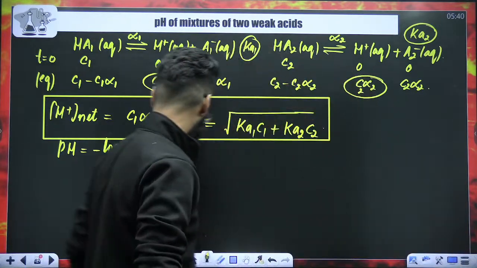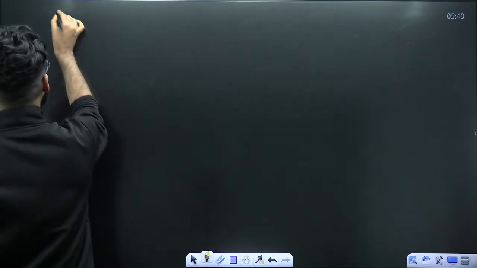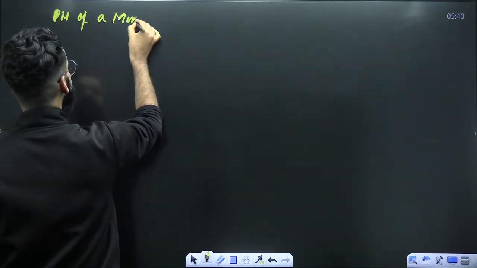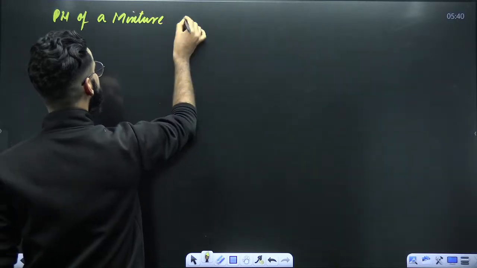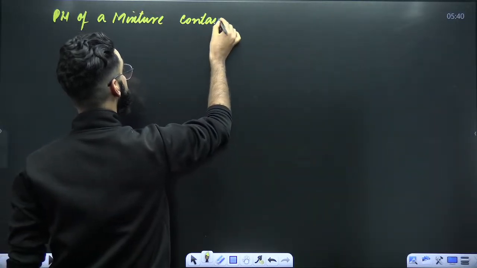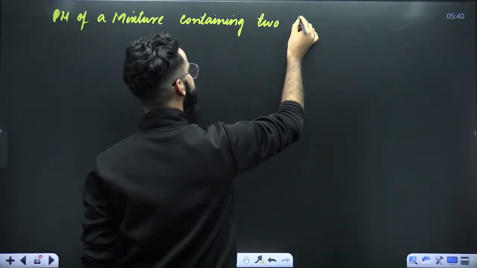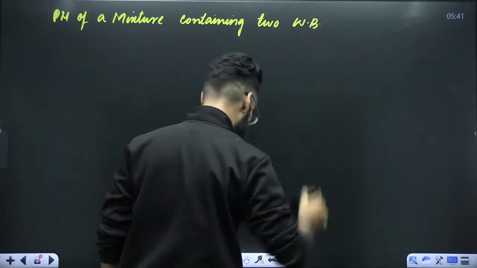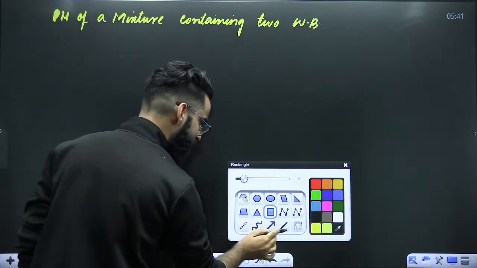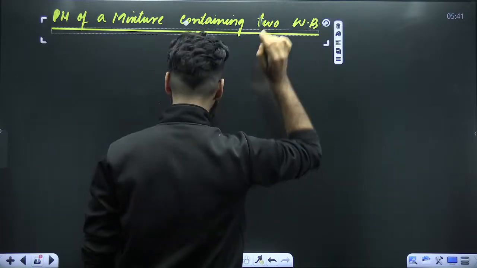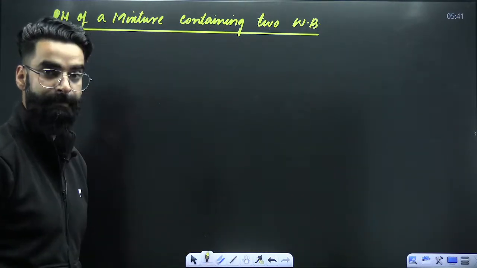There can be one more scenario. Just try to understand what exactly I'm going to say. I'm writing pH of a mixture. I'm going to write pH of a mixture containing two weak bases. This can be one more question which can be asked, right? And I'm going to write it in the form of the heading, pH of the mixture containing two weak bases.